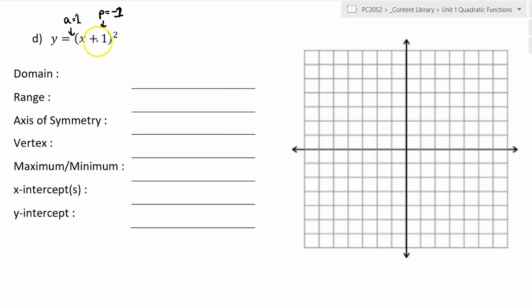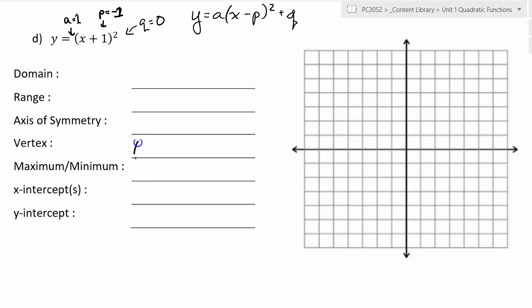Okay, so be careful, because remember that original formula is y equals a(x minus p) squared plus q, which means that in order for this to be positive in my equation, I need two negatives together. So putting in a positive 1 here would have left this as subtraction. I needed to change that sign. So p is -1. There's nothing written out here, so q is just 0.